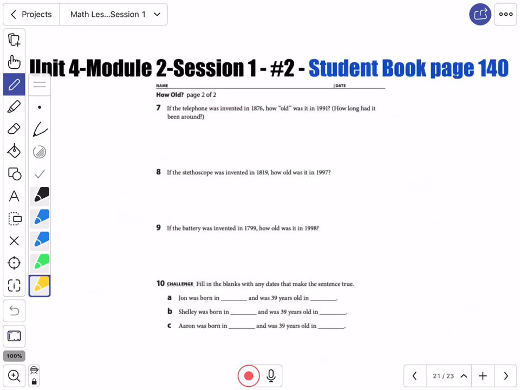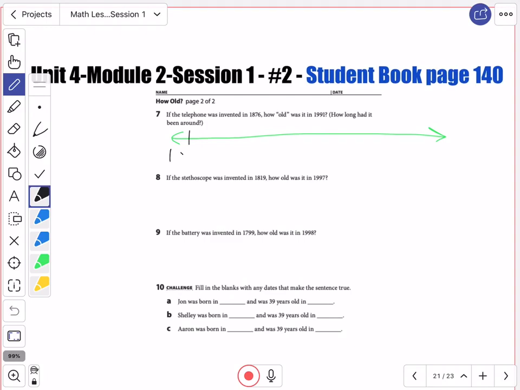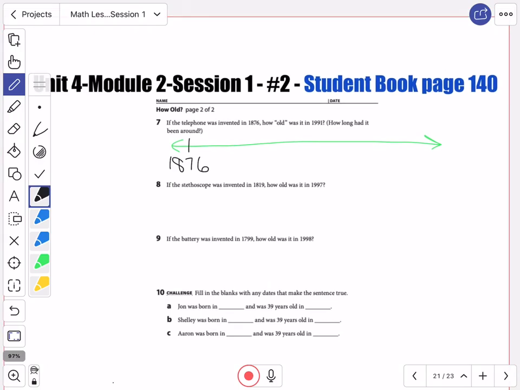Okay, so here's the next page. This is student book page 140. So it says, if the telephone was invented in 1876, how old was it in 1991, and how long had it been around? So if I draw a number line for this problem, and I flip my color again, and I put 1876, okay? I want to get to that solid number, so I'm going to get to 1880.